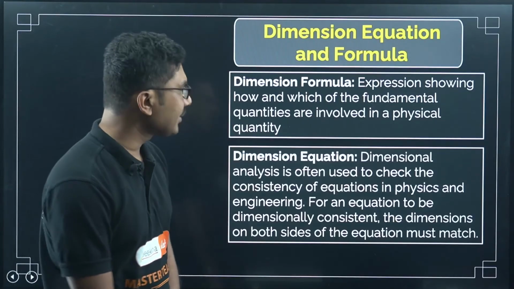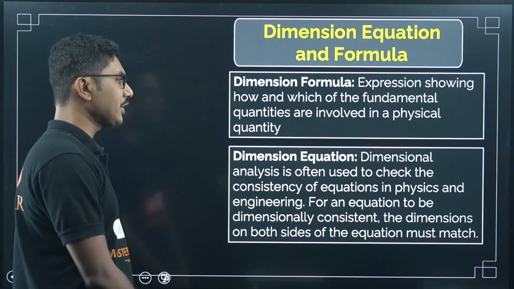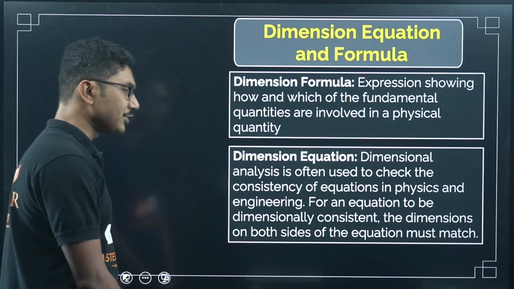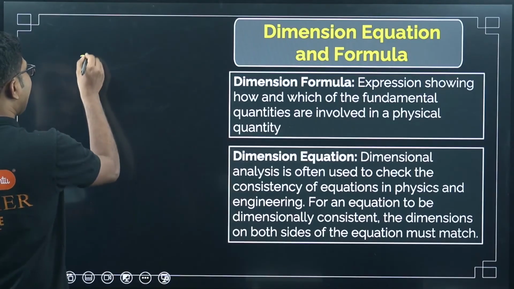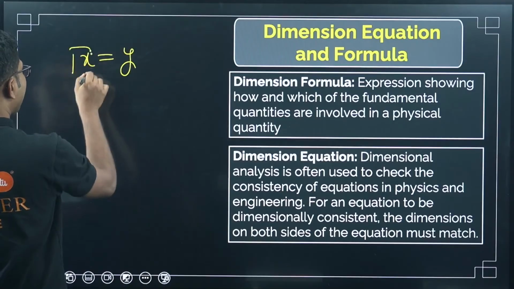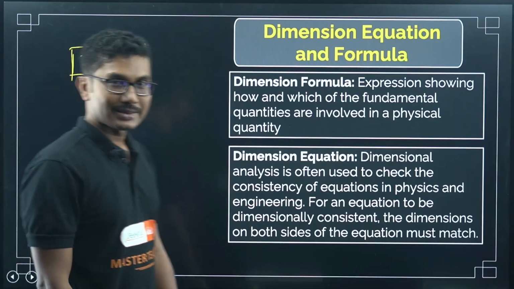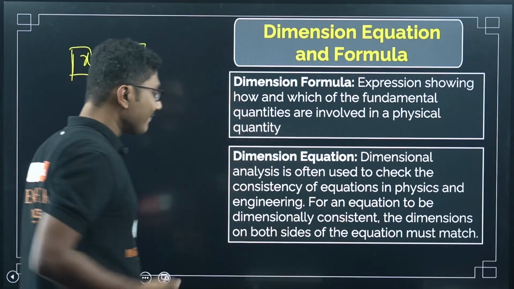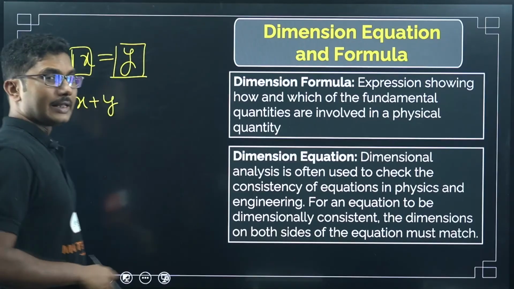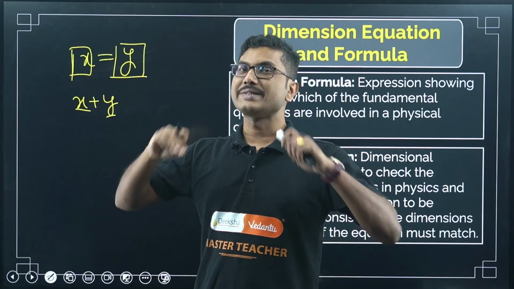And dimensional equation. Dimensional analysis is often used to check the consistency of equations in physics and engineering, for equations to be dimensionally consistent. So if I say x equals y, that means whatever the dimension of the left hand side, the same dimension has to be on the right hand side. Okay, so this is very, very important. Also, if I say x plus y, this is possible only when x and y are of the same dimension.